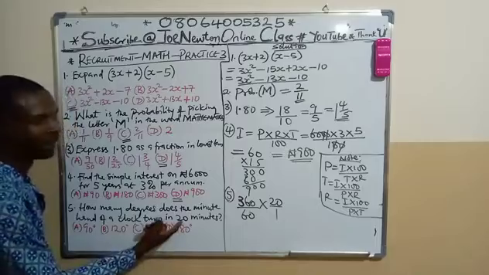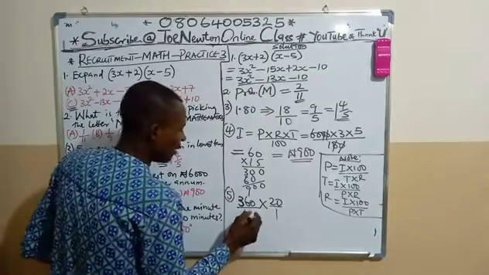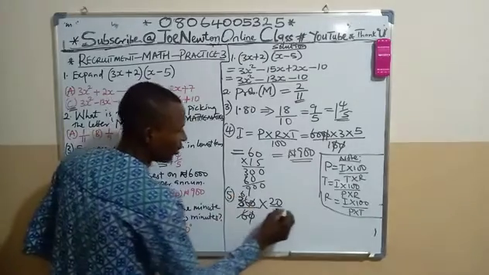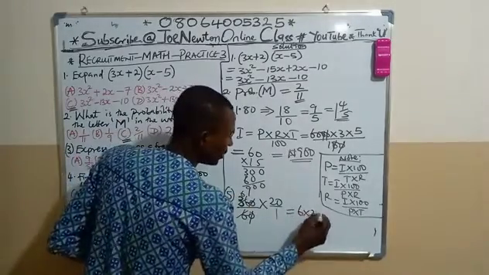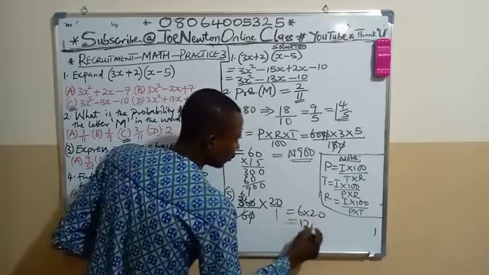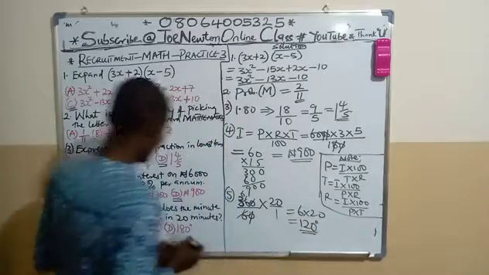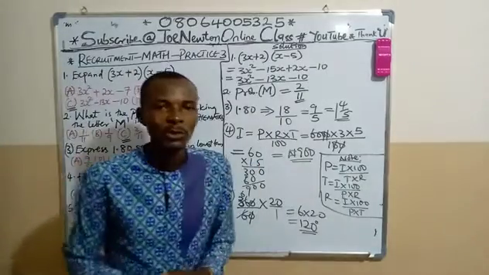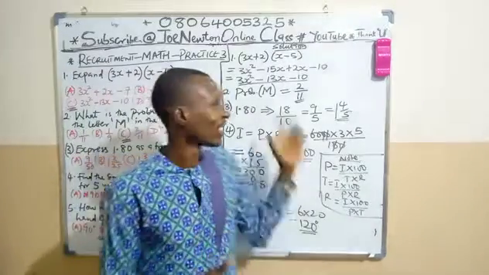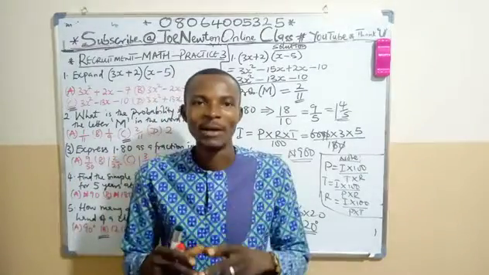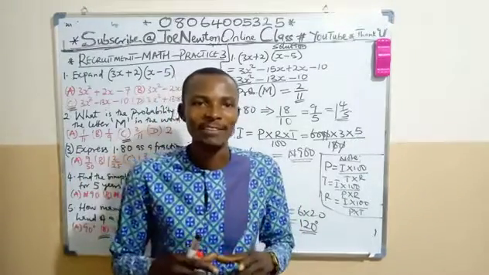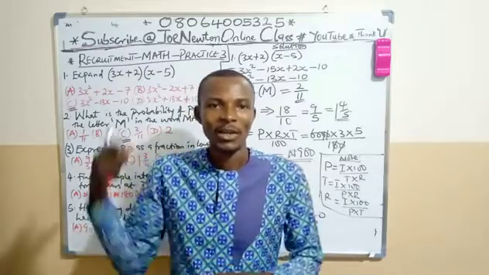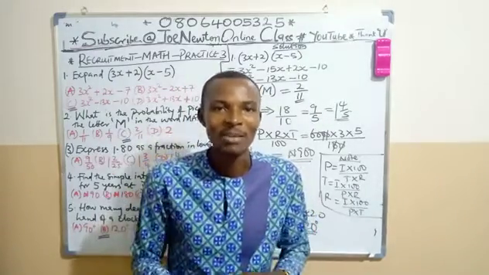Well, we're asked for 20 minutes. So that will give us 0 cancel 0. 6 divided is 6. So our answer is 6 times 20, which is what? 120 degrees. Simple. So the answer is 120 degrees. So this is very simple. So I believe that with this guide, episode 3 of our recruitment mathematics exercise, you will be able to tackle similar questions.